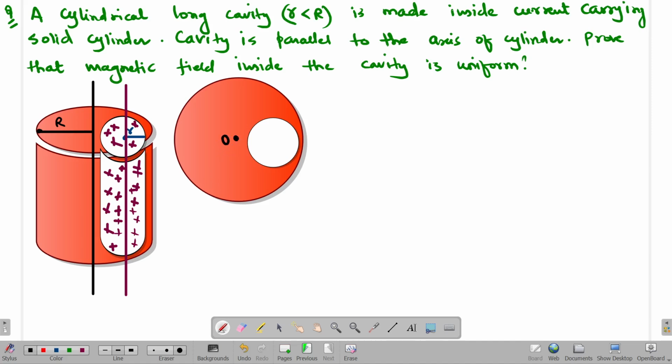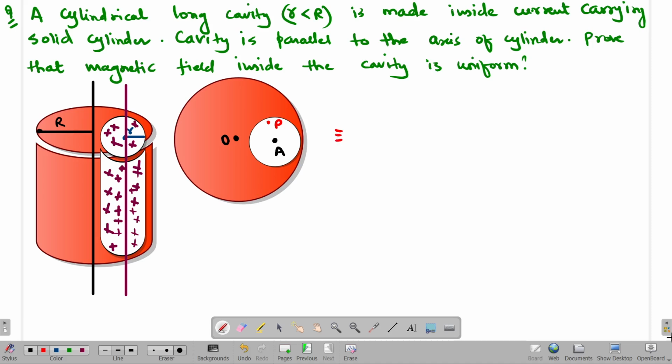Let the center of the bigger whole cylinder be O, and the center of the cavity be A. I want to find the magnetic field at some point P inside the cavity. Is that clear?